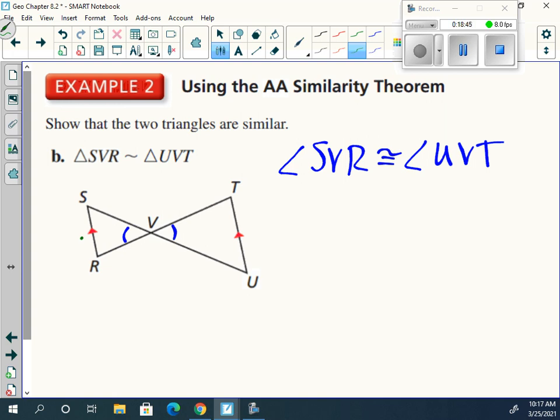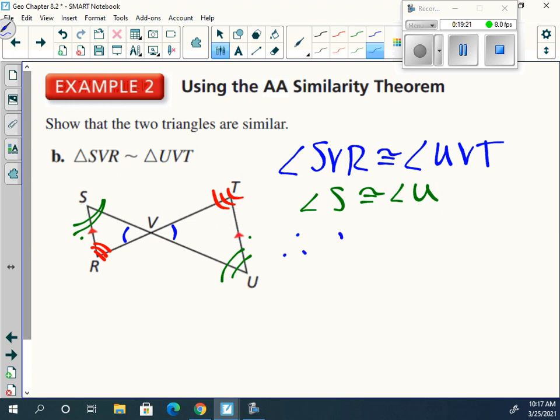Right, we do have 2 lines that are parallel, yes? Heads up, heads up. So because of parallel lines, we can say that S is congruent to what? U. Because these are alternate interior angles. So we say angle S is congruent to angle U. Well, we could have also said what? Angle R and angle T are congruent by the exact same thing.